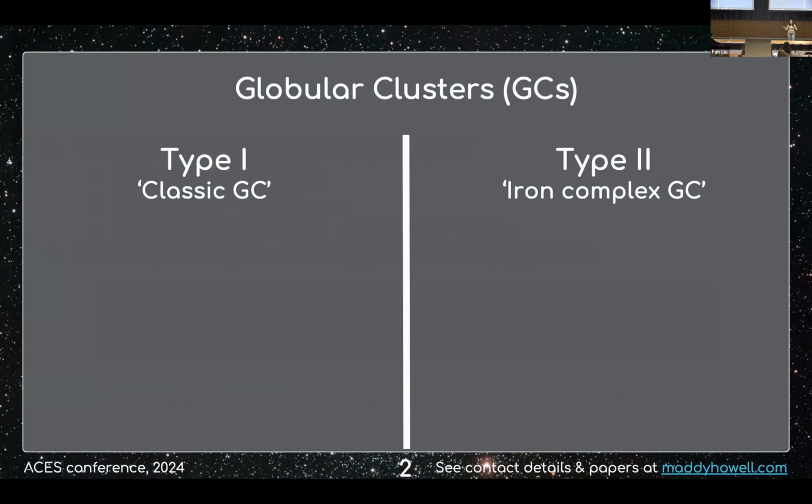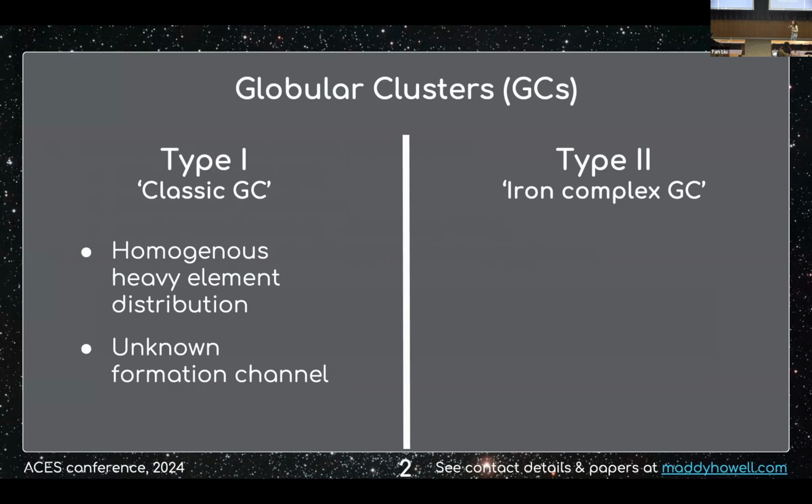There are two types of globular clusters. Type 1 are your classic GCs, basically what I was explaining before. They have homogeneous heavy element distribution, i.e. isometallic, and we currently don't know how they form. But by studying them, we could determine not only their own formation, but also how our Milky Way formed or other galaxies formed.